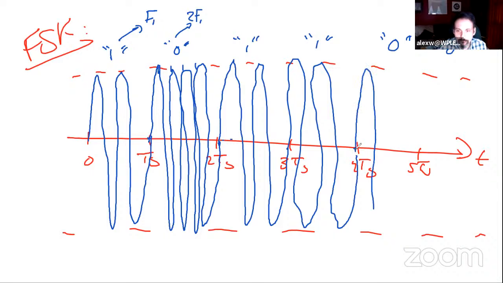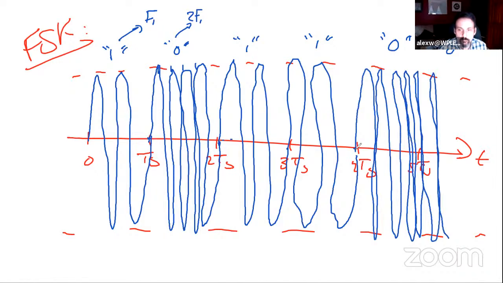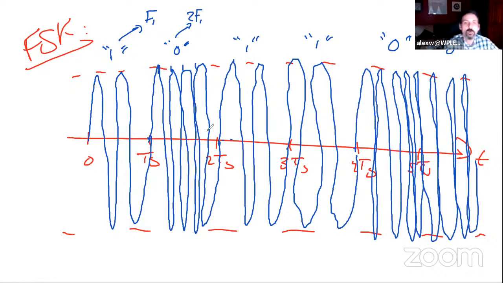1, 2, 3, 4. And then again, 1, 2, 3, 4. So what happens is here we have double the frequency during that TS seconds, double the frequency here, double the frequency here. So we have a decoder, right? We have a receiver that says, that must be 0 during that.